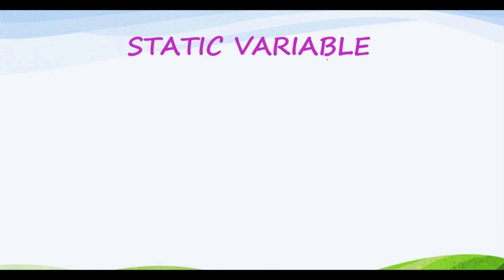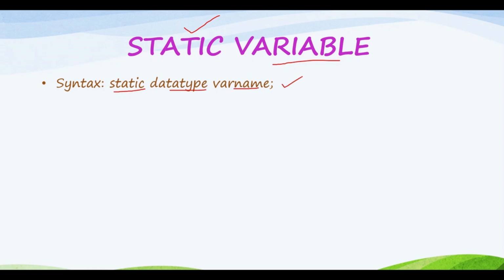A variable means a placeholder for your data. Literally, it just stores the data which we require for our programming. Additionally, if we are using the static keyword, it has a special feature. The syntax of creating a static variable is very simple. You just use the static keyword followed by the data type and the variable name, ended with a semicolon. It's just a normal variable declaration preceded with the static keyword.